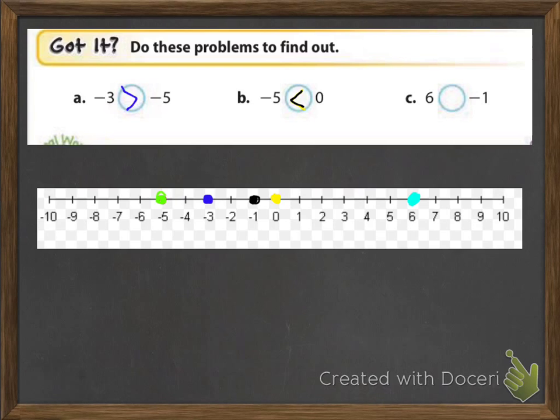So as you can see, turquoise is going to be farther to the right. So that means that the turquoise one is greater, and we're going to go ahead and put our greater than sign. Now I'm putting the greater than sign there, but I'm also going to outline it in black so that you can actually see it. So 6 is greater than negative 1. How did you do? Did you get them all right?